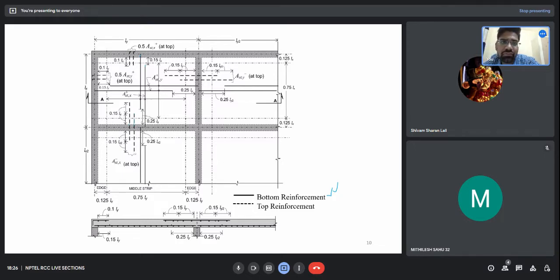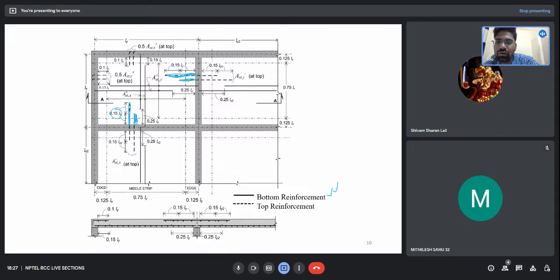This is for the continuous edge. For the continuous edge, 50 percent of the bars should extend only 0.15 L, and the other 50 percent should extend 0.3 L, that is double of 0.15 L at the continuous edge. Here also you can see it in both directions. The first one being this 0.15 L, and the other is double of 0.15 L.